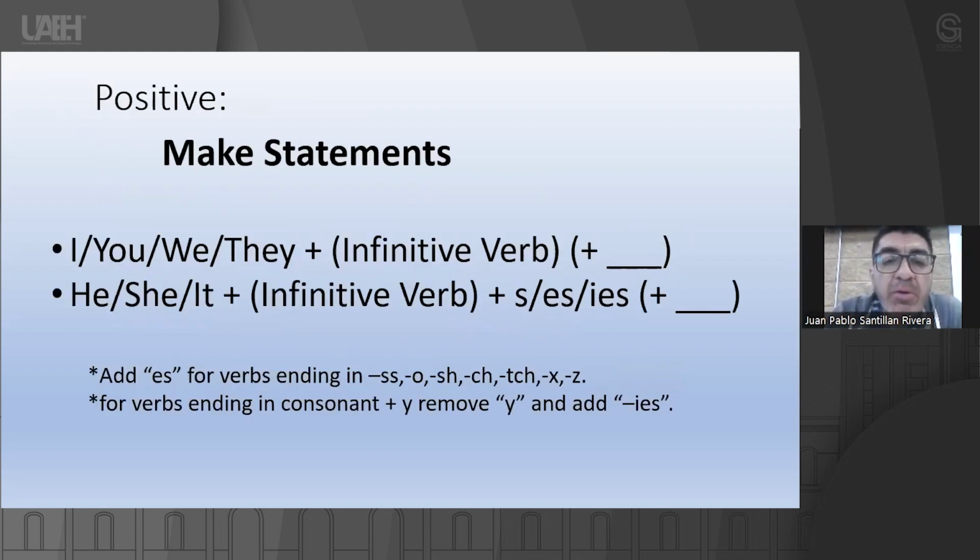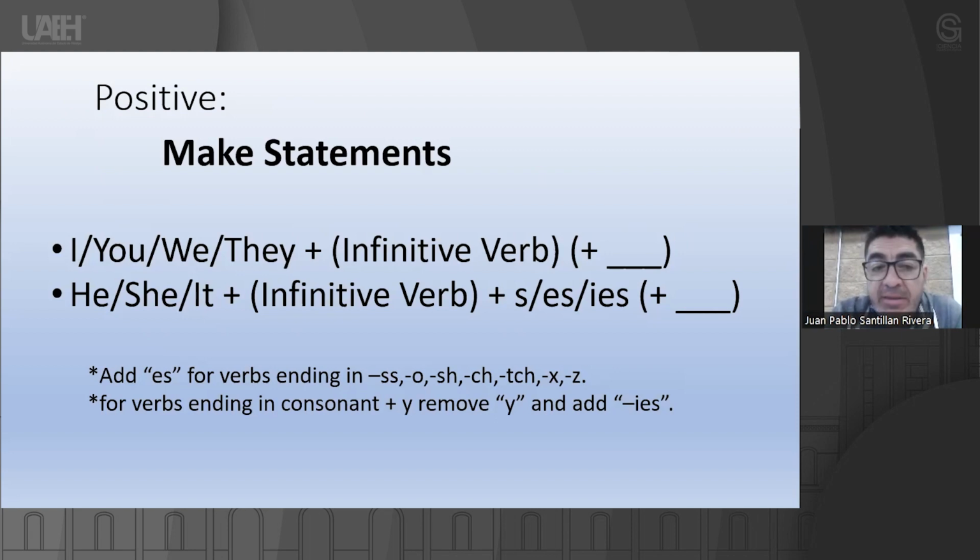How do we structure the positive statements in simple present tense? First, it is very, very important that we notice the subject, and we're going to divide the subjects into two. The first subjects that we have are I, you, we, and they. Then we add the infinitive form of the verb plus a complement.